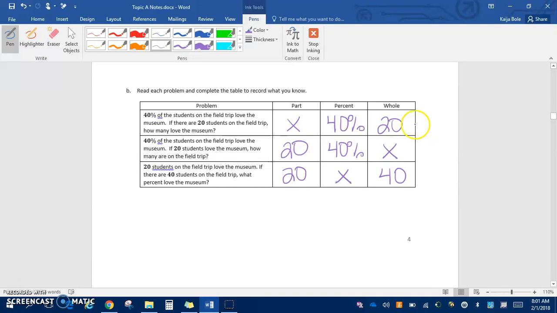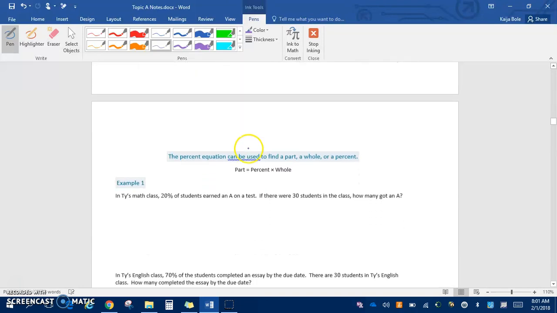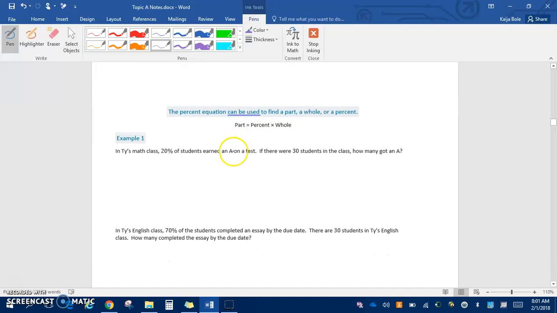Right? So now that we've had some practice trying to figure out the part, the whole, and the percent, now we're going to solve some problems. Right, this equation we're going to talk about in the next lesson, so kind of ignore that for now. But go ahead and write that proportion setup at the top again so you have it on your paper. Part over whole equals percent over 100.